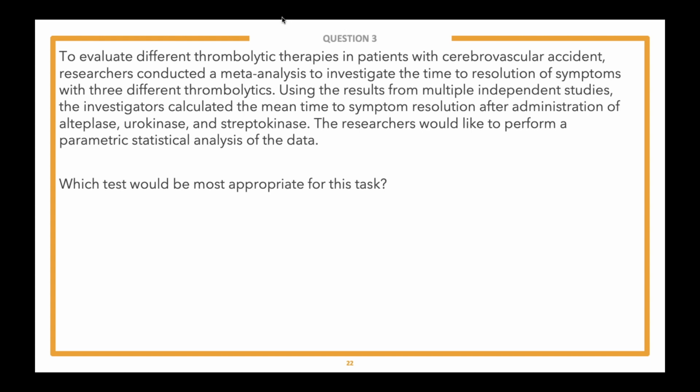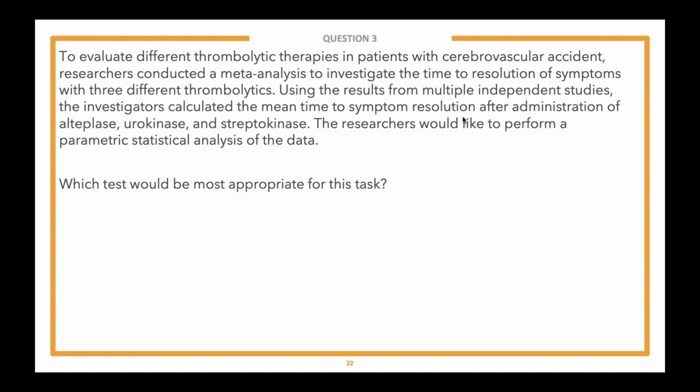All right, I see the responses coming in. Let's go ahead and read that vignette. To evaluate different thrombolytic therapies in patients with cerebrovascular accident, researchers conducted a meta-analysis to investigate the time to resolution of symptoms with 3 different thrombolytics. Using the results from multiple independent studies, the investigators calculated the mean time to symptom resolution after administration of alteplase, urokinase, and streptokinase. The researchers would like to perform a parametric statistical analysis of the data. Which test would be most appropriate for this task? I want all of you to start thinking about the important clues in this vignette as I hand it off to Paris.